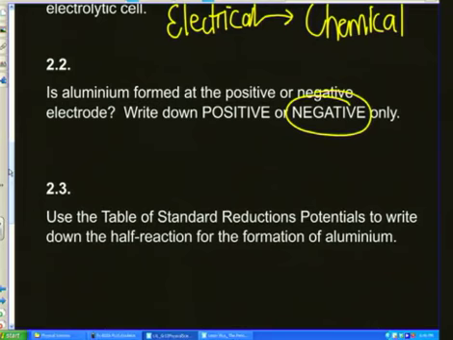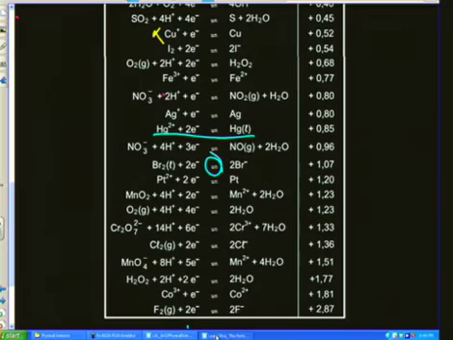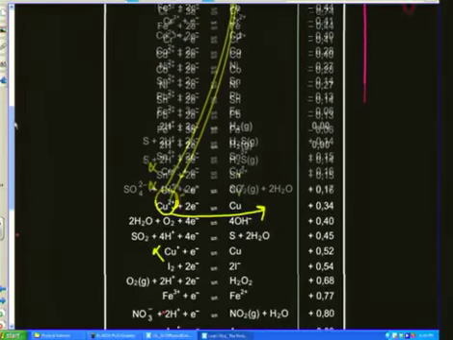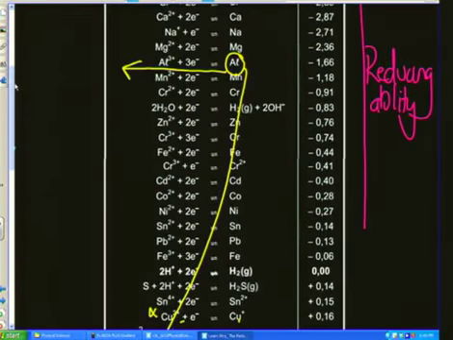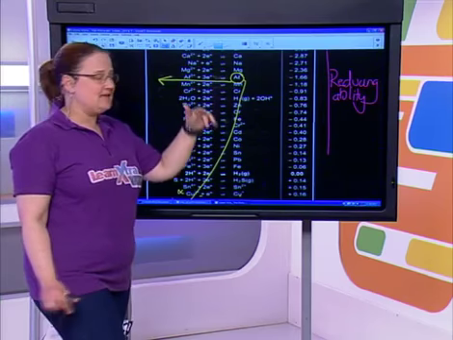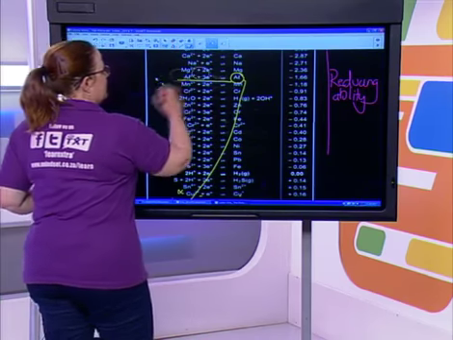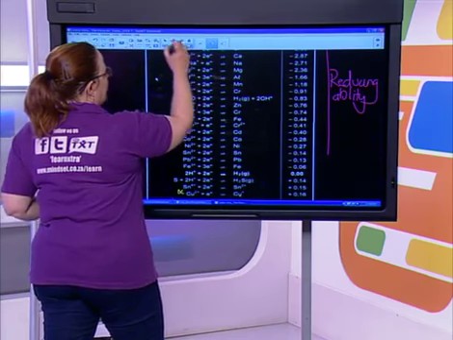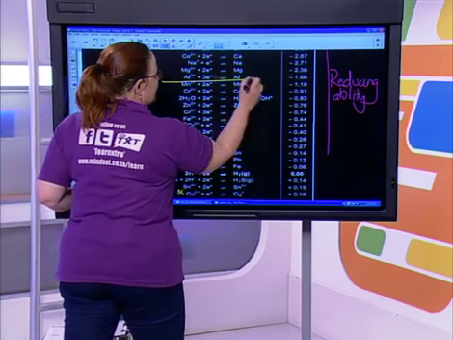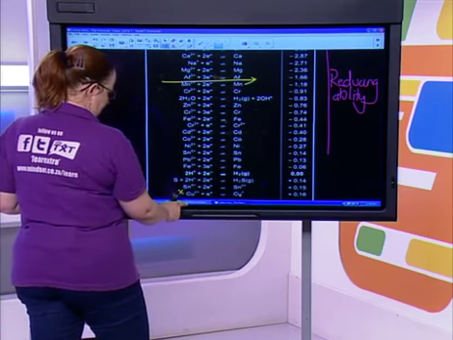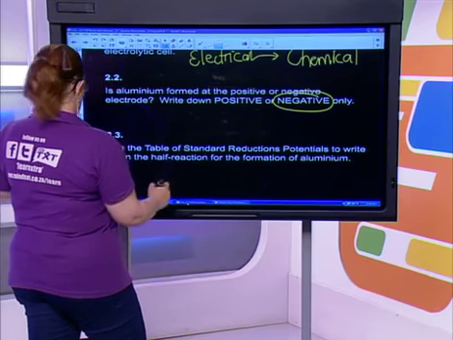Use the table of standard reduction potentials to write down the half reaction for the formation of aluminium. So we go back to our table. We're dealing with aluminium, which is actually what we had over here. Now, in the last question, aluminium was our reducing agent, but this time I'm making aluminium. So this doesn't help me, because what we're actually going to do is we're going to make aluminium. So this time I'm going to go Al3+. So it's over here.